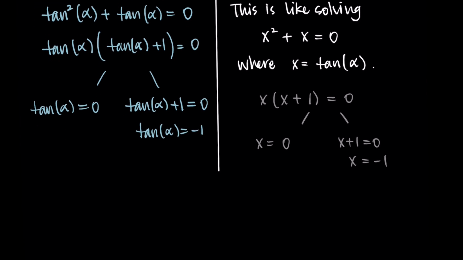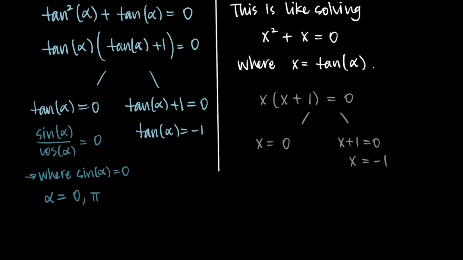Okay, so now we just need to solve both of these equations for alpha. So starting with tangent of alpha equals 0, I know that tangent is 0 when sine is 0 because tangent is sine over cosine. So if you have sine over cosine equals 0, this is true anytime sine is 0. So 0 divided by anything, as long as it's not 0, is 0. So this is true when sine is 0. And looking at my unit circle, I see that sine is 0 at 0 and pi. If you needed to check, you could plug in tangent of 0 or tangent of pi into your calculator and make sure it worked out. So those are my first two solutions.